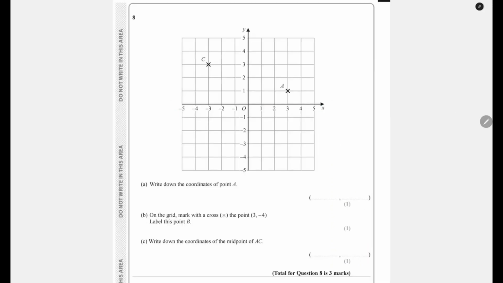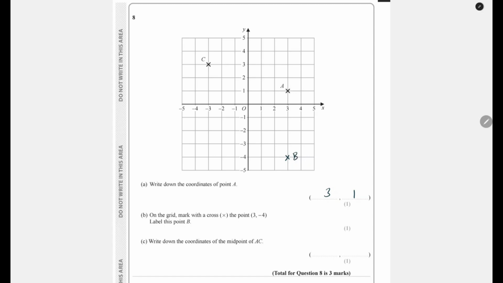Question 8 says, write down the coordinates of point A. So we always do the x-axis first. So it's 1, 2, 3 on the x, and then 1 up for the y. So our coordinate is 3, 1. Part B says, on the grid, mark with a cross the point (3, -4), label this point B. So again, we're going to start at the x-axis. Starting at 0, it's 3, it's positive, so we go to the right, 1, 2, 3. And then minus 4 on the y-axis, so we go down, 1, 2, 3, 4. So our cross is here, and we're going to label that point B.